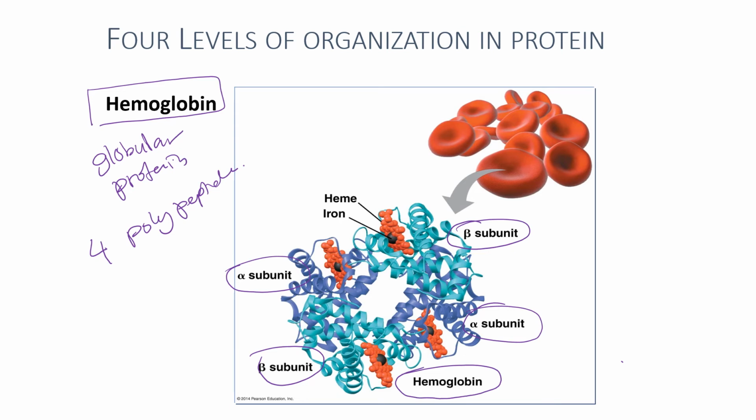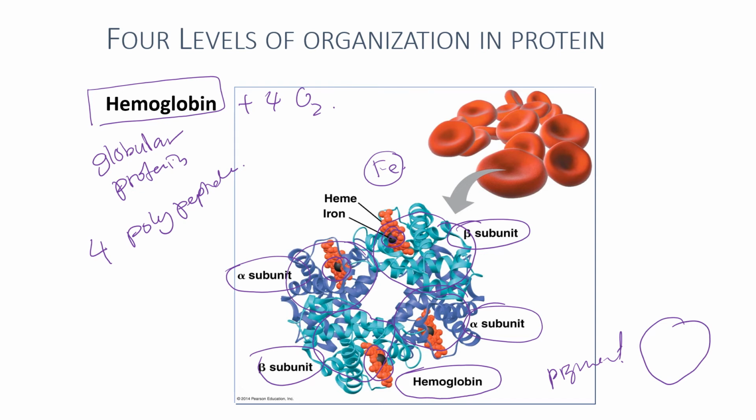Hemoglobin is the pigment in red blood cells that functions to carry oxygen. Each of these subunits consists of a polypeptide chain with a heme group, where the heme group has an iron ion, a ferrum. The function of the iron in the heme group is to bind to an oxygen molecule. So one hemoglobin can bind with 4 oxygen molecules.